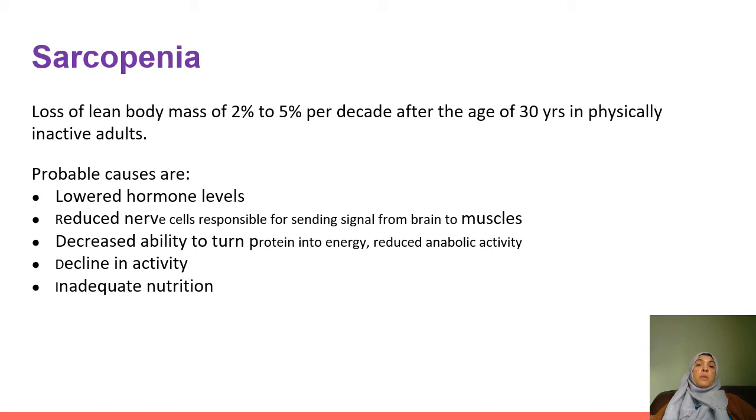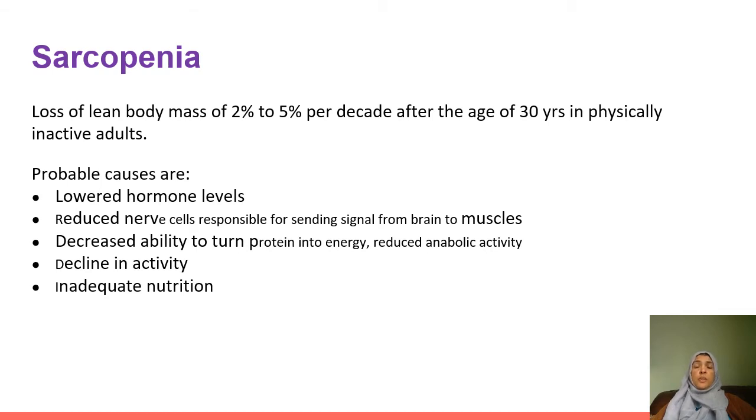The basal metabolic rate of the elderly population decreases with age because of the loss of lean body mass, think muscles, of up to 2 to 5% per decade after the age of 30 years in physically inactive adults.